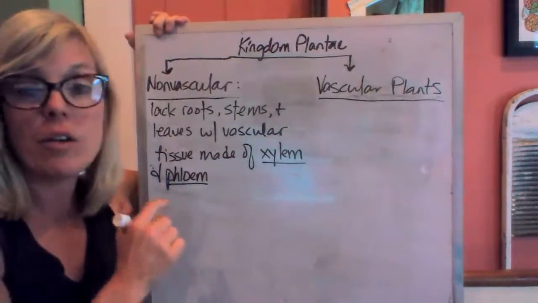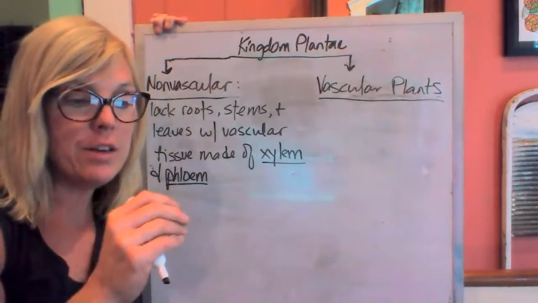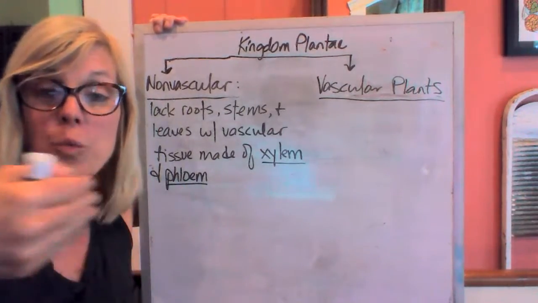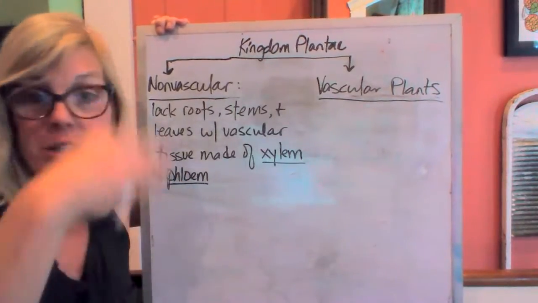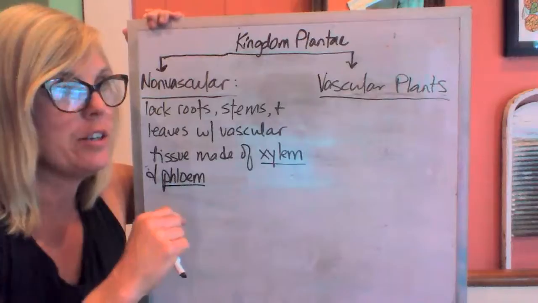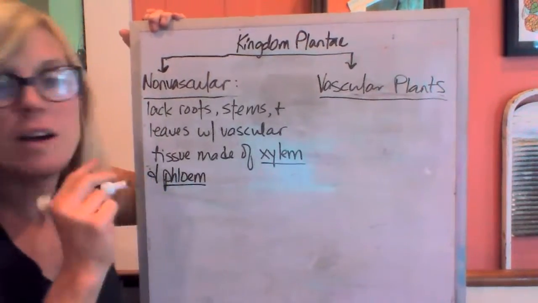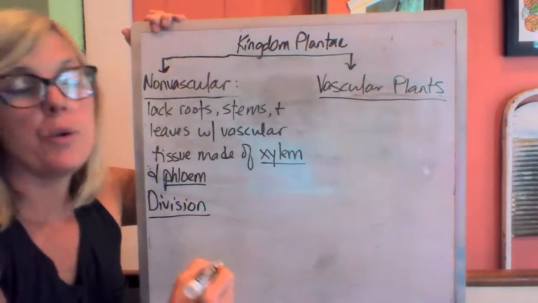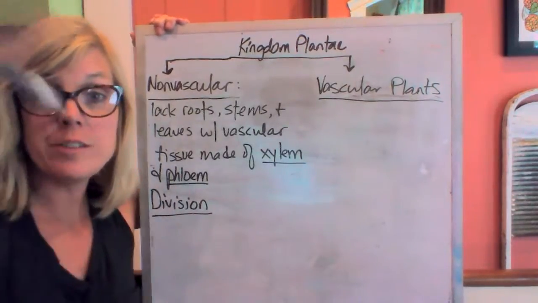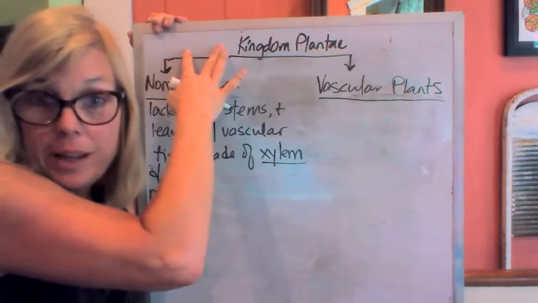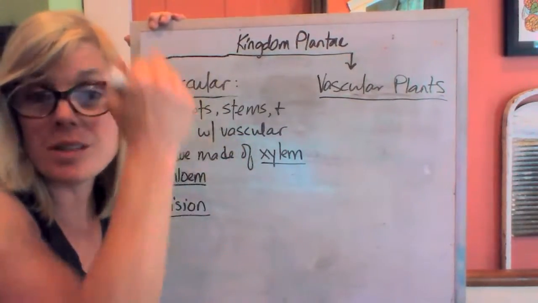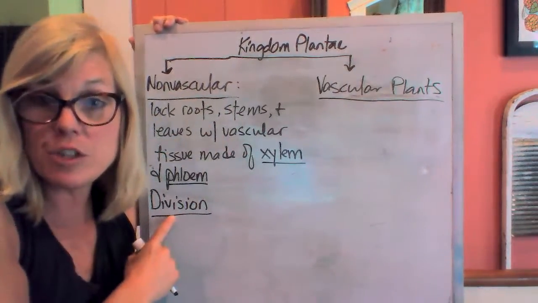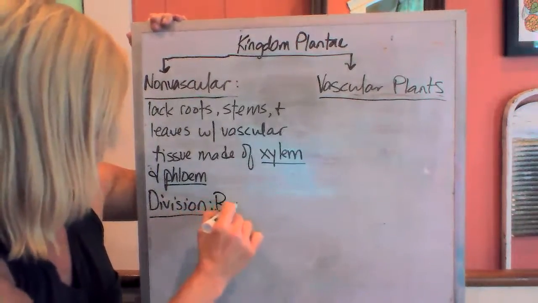So because of that, they are very short and they have to live in places that are damper, where they can get their water easier because they cannot transport it. And usually they're found in shadier areas. So the only non-vascular plant you have to know is a group called a division. So in plants, we have domain Eukarya, kingdom Plantae. Normally we say, well, phylum is next. So it's domain, kingdom, phylum. But instead of phylum, we use something called division. So division Bryophyta.